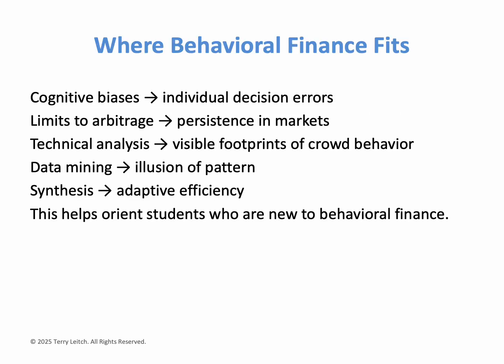How does this all fit? Cognitive bias, individual errors, decision errors, limits to arbitrage. Because we talked about APT, and APT forced everything into the same place. Here we say, well, we can have something that's in the market and it persists. It doesn't get arbed out. We can use technical analysis. We can find the footprints using these tools, okay?